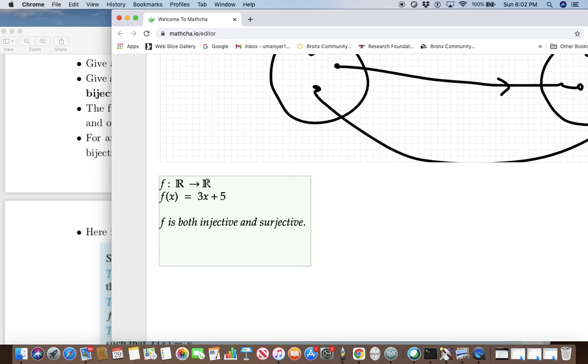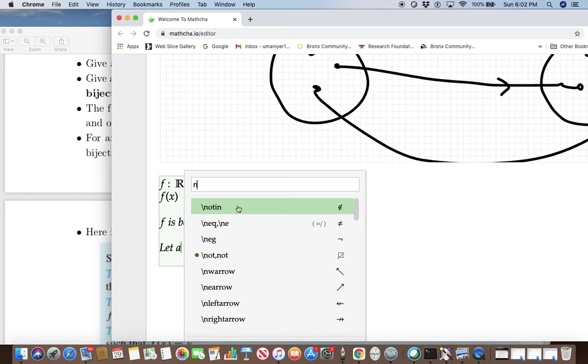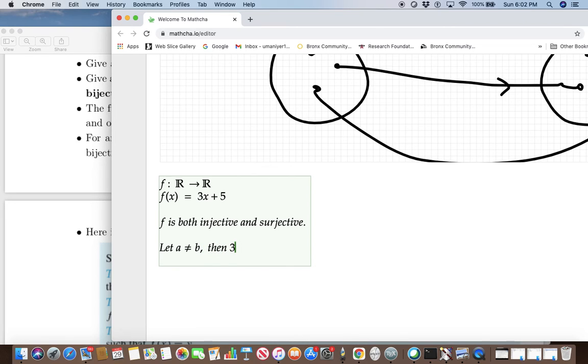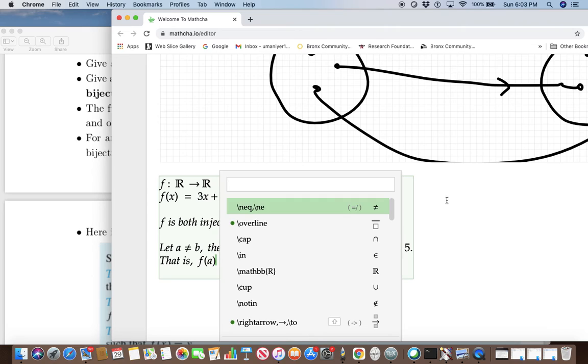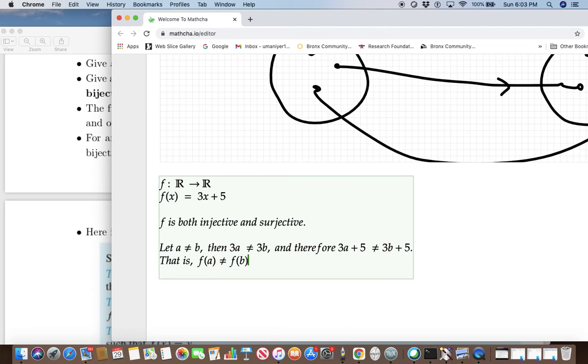All right, understand it carefully. Let a be not equal to b, then 3a is not equal to 3b, and therefore 3a plus 5 is not equal to 3b plus 5. That is, f(a) is not equal to f(b). This tells me when I have two distinct numbers on the left, their images are distinct. So f is injective. What about surjective?